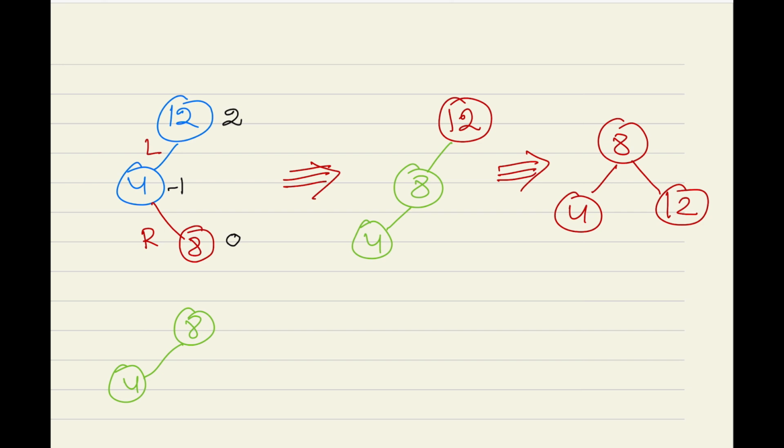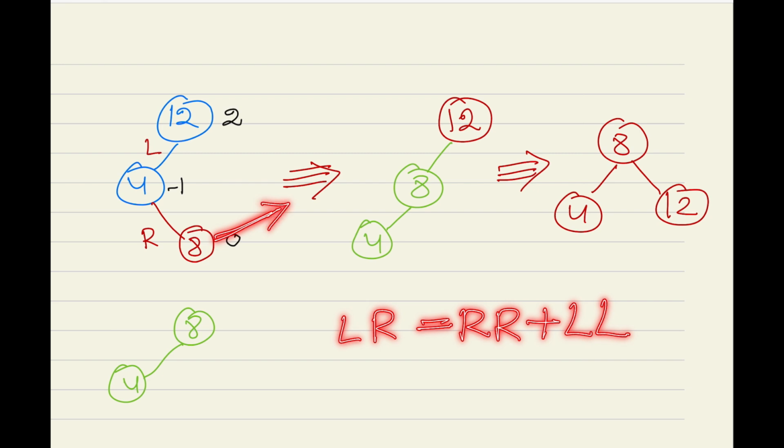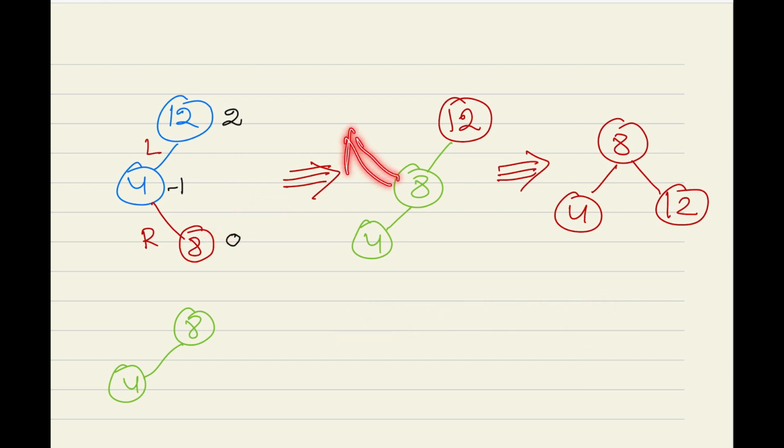So here you can observe in LR rotation 2 rotations are required. So in LR rotation actually we need 2 rotations, one is RR, then another one is LL. That means we are pulling 8 in this direction, that is RR rotation, and again we are pulling 8 in this direction, that is LL rotation. So we can write like this, LR is equivalent to RR plus LL.